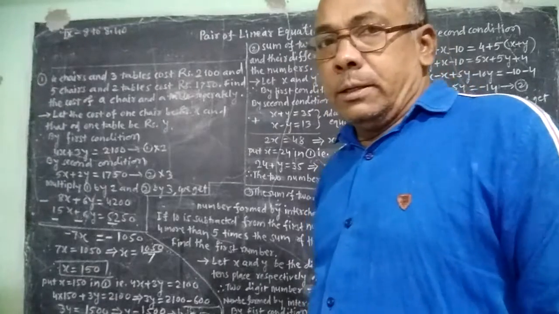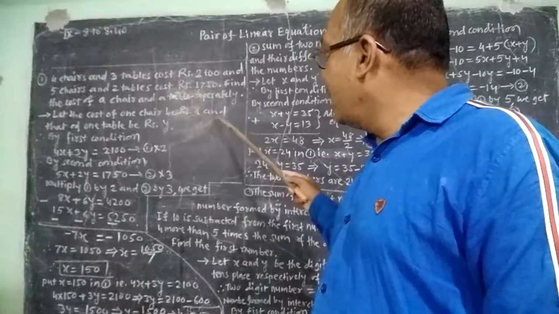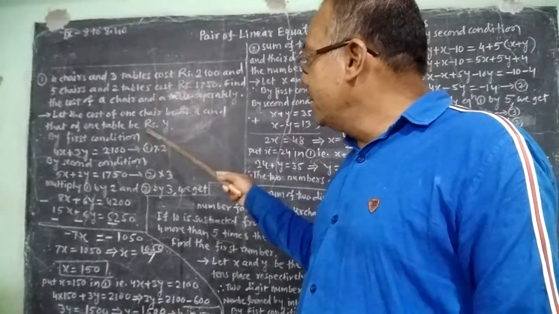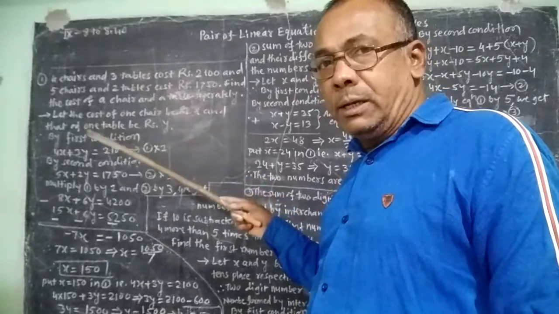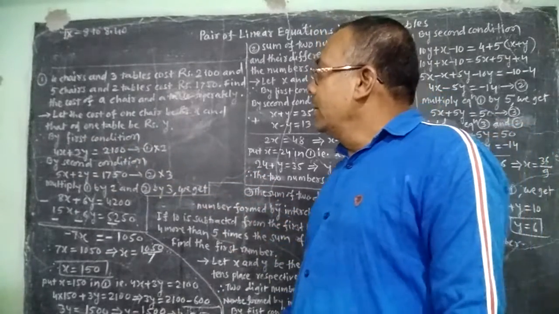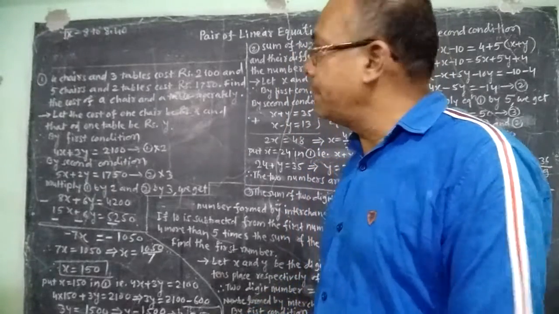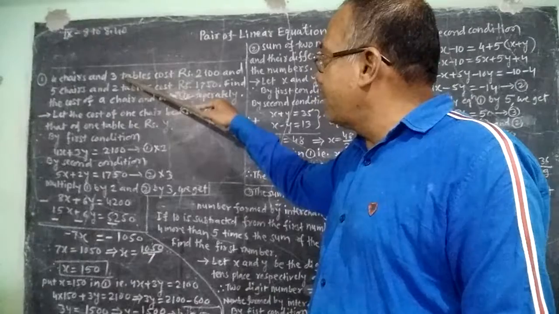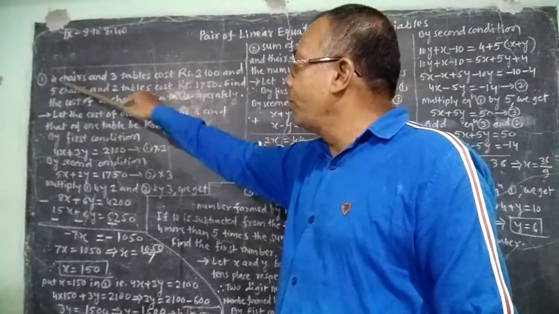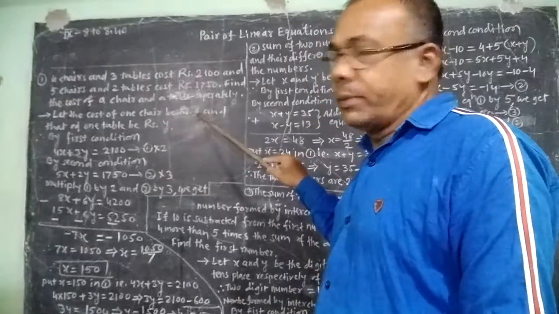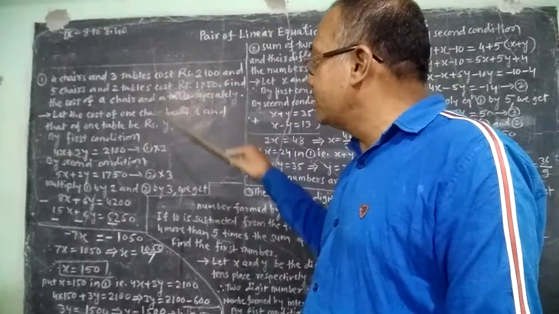Now we have to solve here. Let the cost of one chair be rupees x, and that of one table be rupees y. Then according to our first condition, four chairs and three tables: if cost of one chair is x rupees, then cost of four chairs must be 4x. If cost of one table is rupees y, then cost of three tables must be 3y.